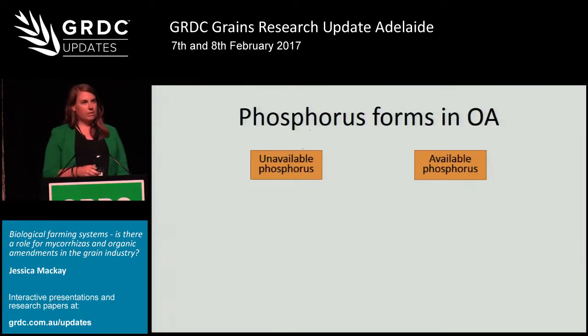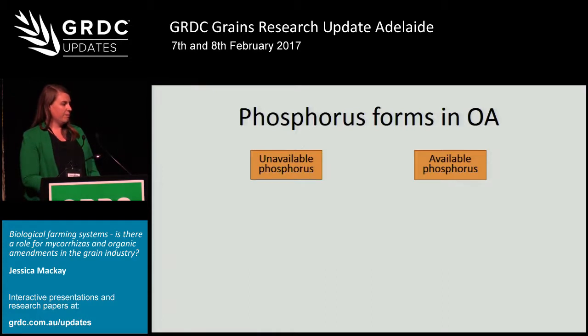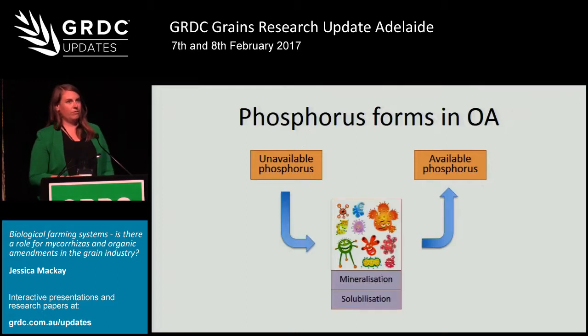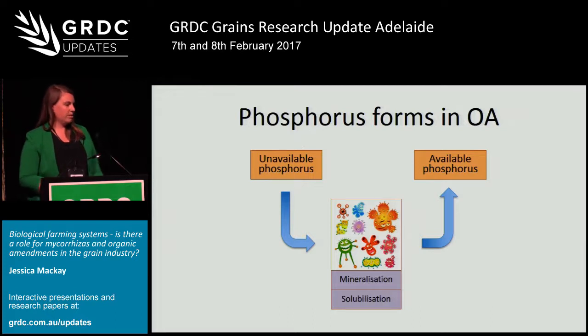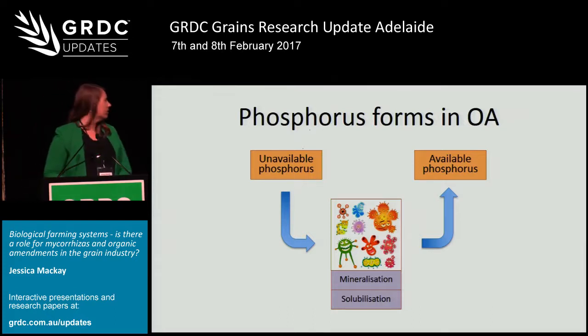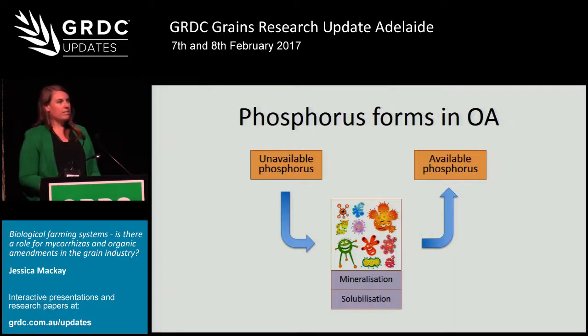However, the phosphorus that these materials contain can be both in an unavailable form and in an available form. And after addition of organic amendments to soil, the phosphorus in these materials can move between these two pools. For example, unavailable phosphorus can become available via the microbial mediated processes of mineralisation and solubilisation. And it's because of this that organic amendments may make really good slow-release phosphorus fertilisers.